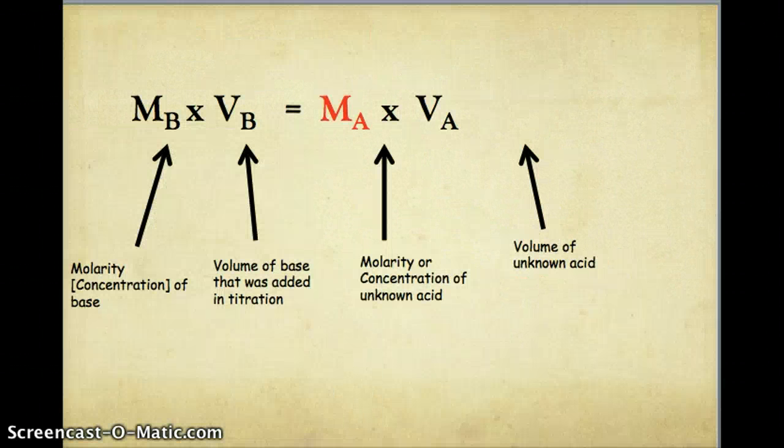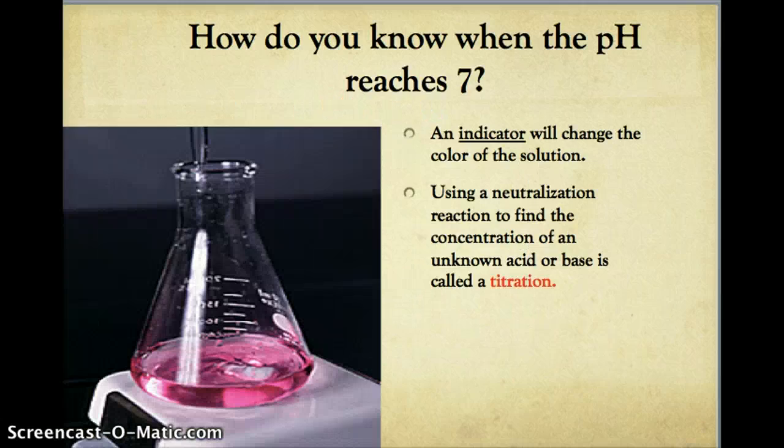So if you look at this equation again, we do know this. We know the concentration of base. We know the volume of the base. We don't know the molarity of the acid, and we do know the volume of the acid. So if you know these three things, but you don't know what's in red, you could solve for this, and then whatever you get in your calculator, that'll tell you the concentration.